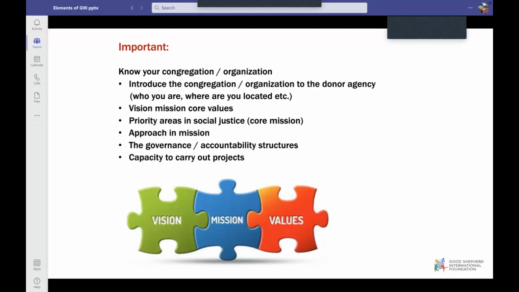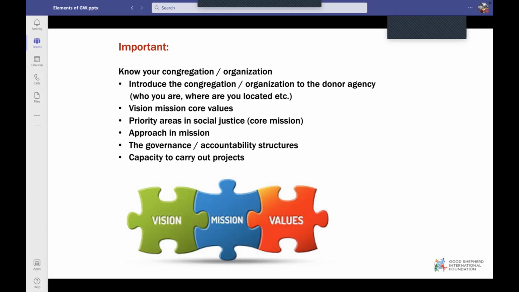What are your governance and accountability structures? Who are the ones seeing to child safeguarding? Who are the ones looking at finance? Who are the ones monitoring and managing the grant? Questions like this will be asked in the application form. And last but not least, for all of us who are here, it is the capacity to carry out the project that you are applying for.